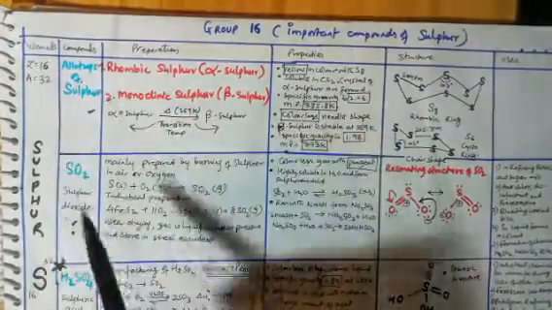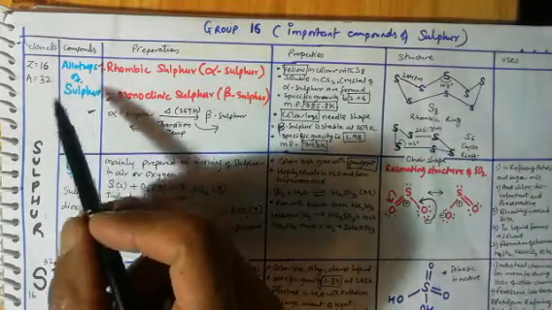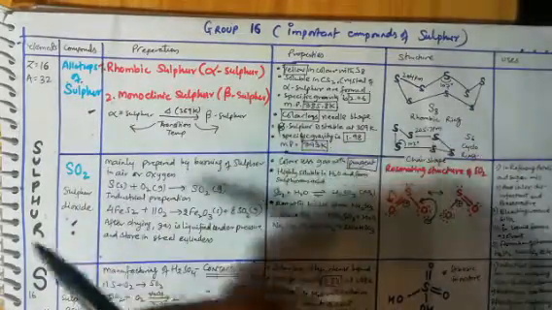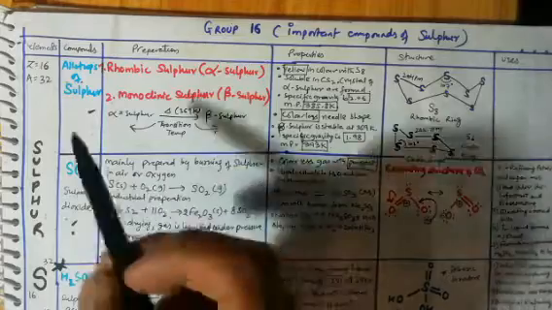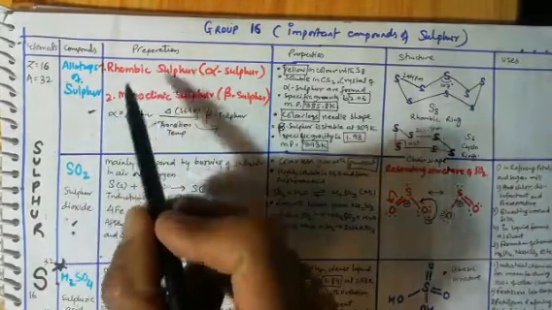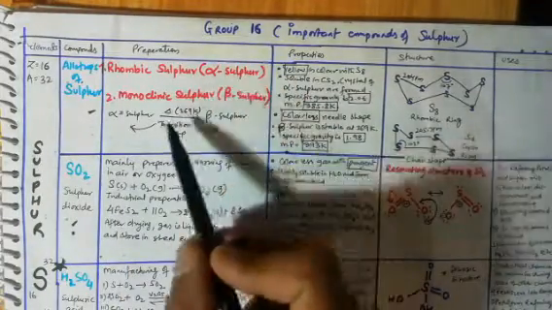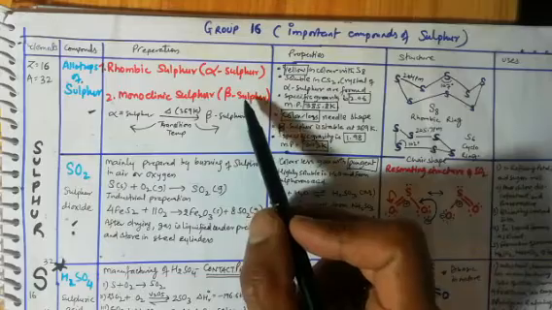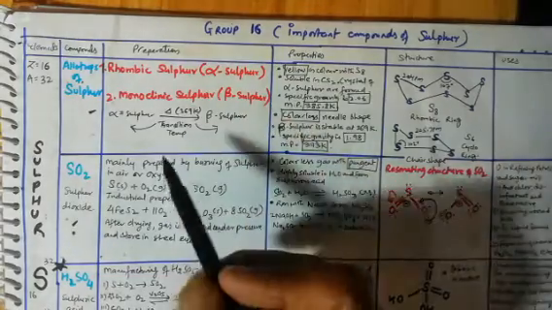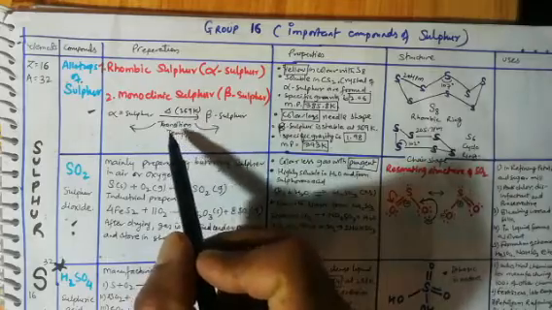The allotropes of sulfur. Dear students, as we were discussing allotropes of phosphorus, where we studied white phosphorus, red phosphorus and black phosphorus, in a similar way there are two allotropes of sulfur also, which are rhombic sulfur and monoclinic sulfur. Rhombic sulfur is also known as alpha sulfur, and monoclinic sulfur is also known as beta sulfur. There is a very marginal difference between alpha sulfur and beta sulfur. What is that? That is the transition temperature.